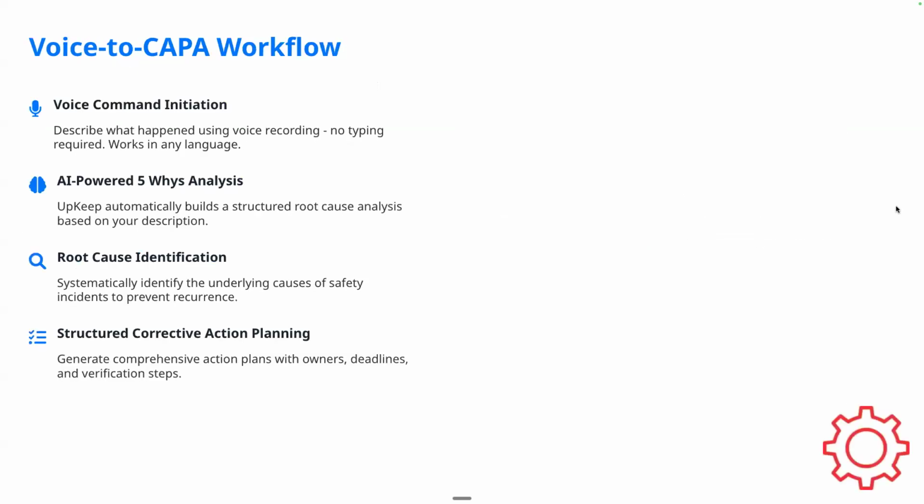Your voice to CAPA workflow is going to enable your team to describe exactly what happened and what action took place, and no typing will be required. It will automatically build a structured root cause analysis based off the description you provide and provide identification and underlying causes of how the incident occurred. We'll also put together a structured corrective action plan that can be directly integrated into your UpKeep CMMS by creating a work order. This will enable your team to set up a preventative maintenance plan.